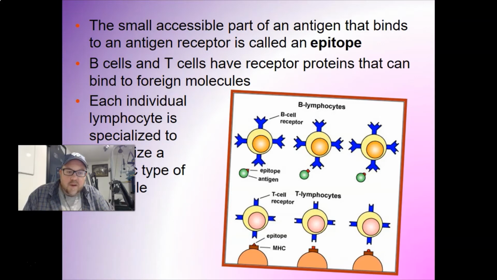The B and T cells, of course, have these receptors, but each lymphocyte is specialized to recognize a specific type of molecule. And that's pretty amazing. When you think about all the pathogens out there that we're battling, that means that we have to have that many different B and T cells ready to roll. And you might be thinking, wait a minute, if these are proteins, how do we have that many genes to match up to make all these different proteins? And that's miraculous, right? And we'll see how we do that in just a second here.